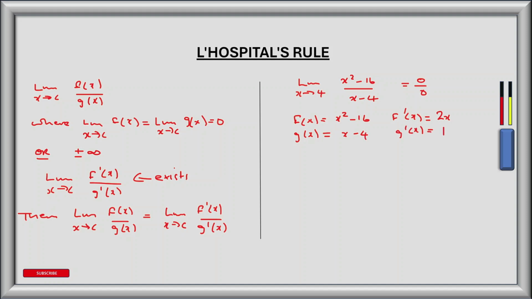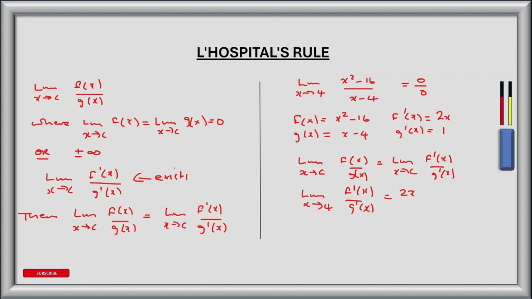So we know from L'Hopital's rule that the limit as x tends towards c of f(x) over g(x) is equal to the limit as x tends towards c of the derivative of f(x) divided by the derivative of g(x). So in the limit as x tends towards 4 of f derivative divided by g derivative is equal to, now the derivative of f(x) is 2x, the derivative of g(x) is 1. So if we take x equal to 4 and put it into this, we get 8 divided by 1, which is equal to 8. So we've evaluated this limit using L'Hopital's rule.